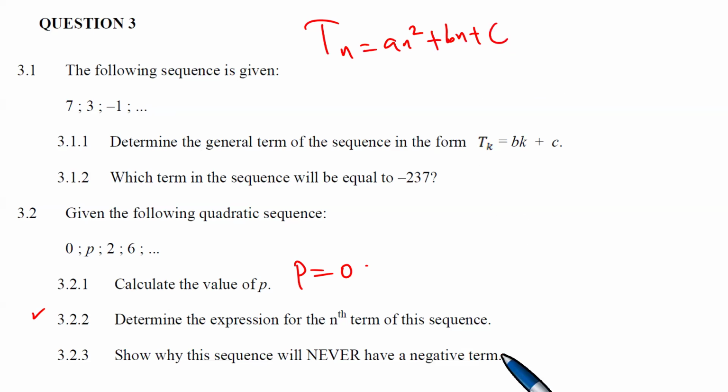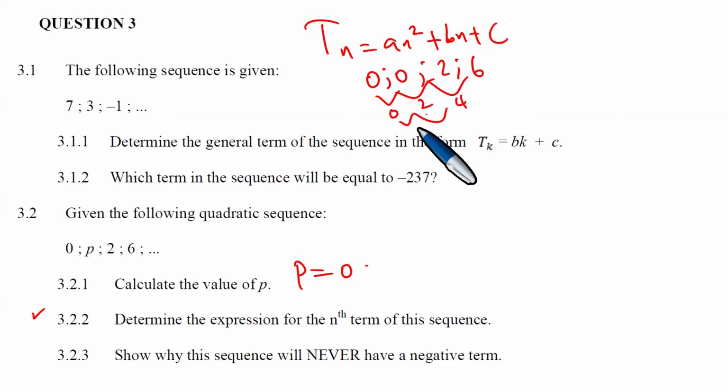So we've already got that p is equal to 0, which means that we shall have 0 here, and then we shall have 0 because p is 0, and then 2, 6. We find the differences here. 0 minus 0 is 0. 2 minus 0 is 2. 6 minus 2 is 4. Then 2 minus 0 is 2, and 4 minus 2 is 2.